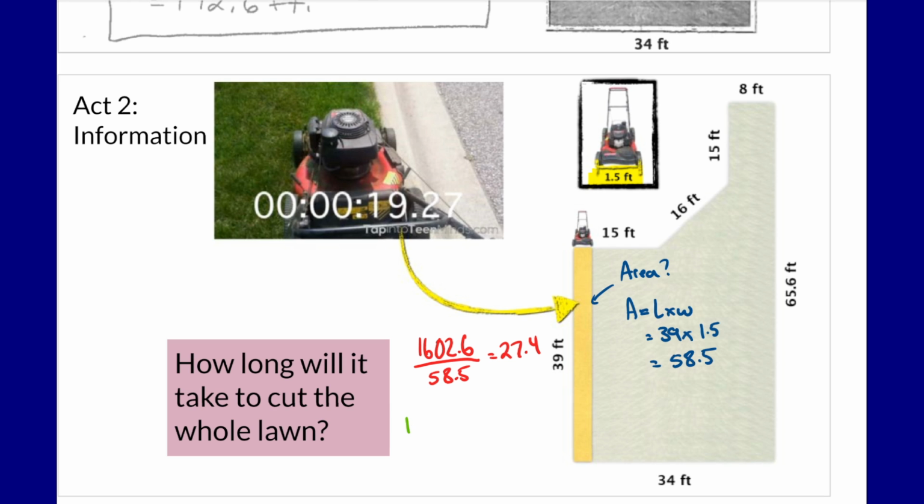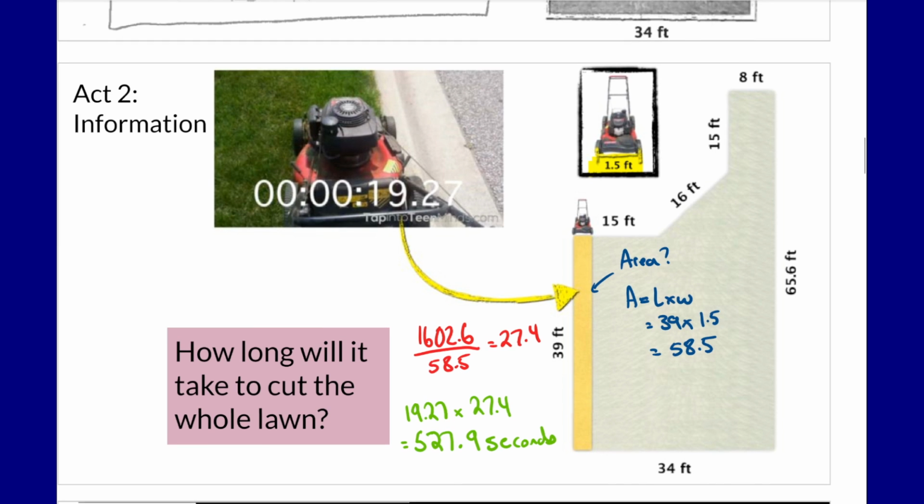So 19.27, multiply that by 27.4 times. So I'm going to be cutting that area of grass that many times. So it should take me then 527.9 seconds.